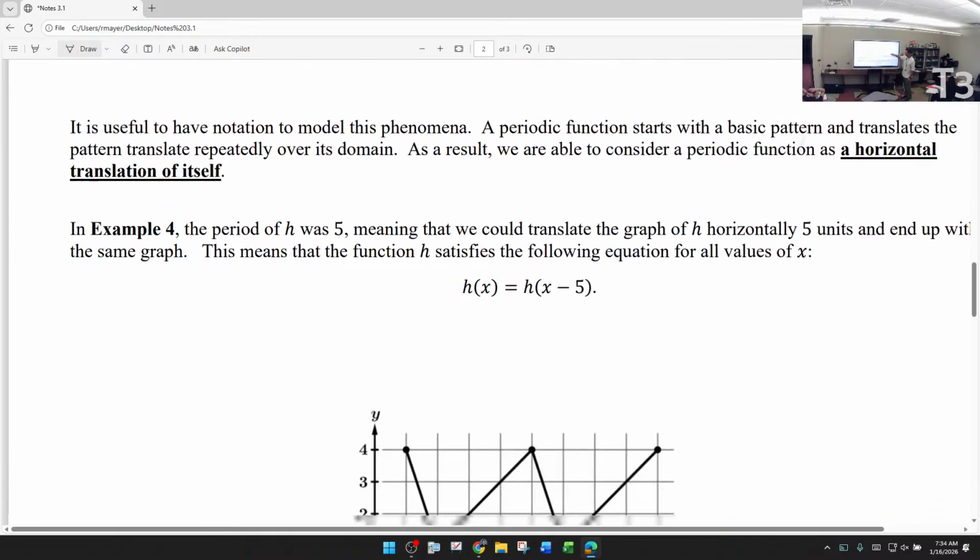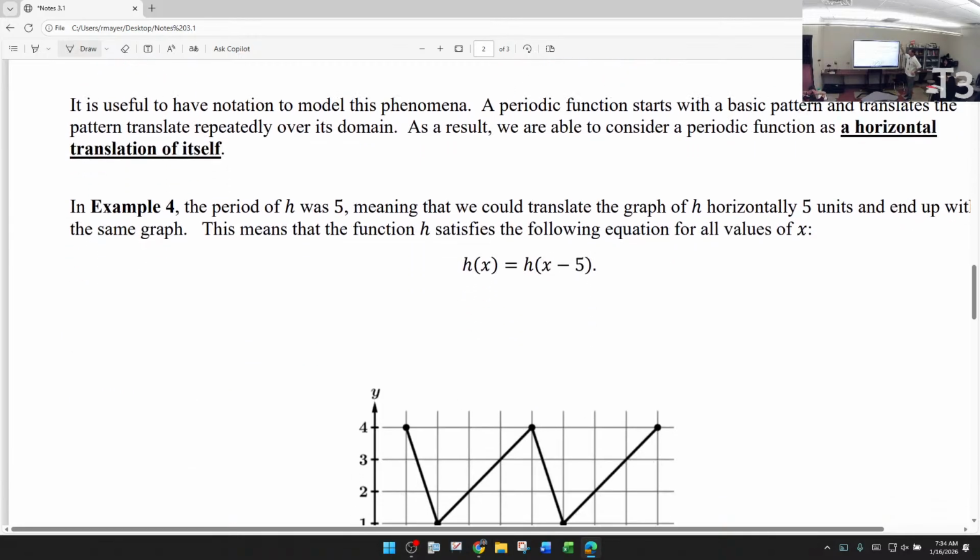Beautiful. All right. We're going to talk a little bit more about notation. It is useful to have a notation to model this phenomenon. A periodic function starts with a basic pattern and translates repeatedly over the domain. As a result, we're able to consider a periodic function as a horizontal translation of itself.